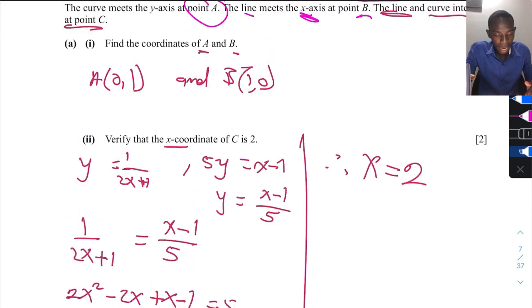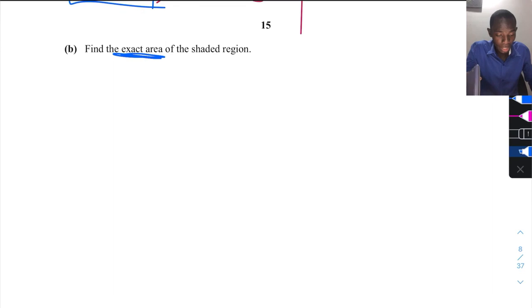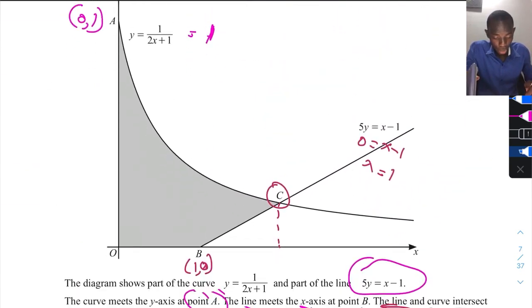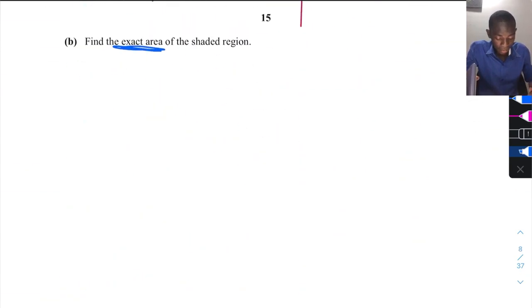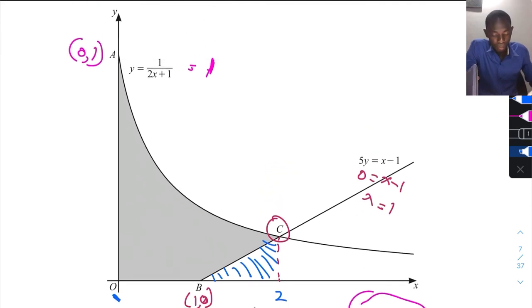Now what do they want? Let's solve it, the area. We go back to the question. So they want the area of the shaded region, right? Good. Now you know this is 2, don't you? If that is 2, this is my plan. I want you to find the area of the triangle here, so that I can subtract it from the integral of the curve from 0 all the way to 2. Then I'm good to go.